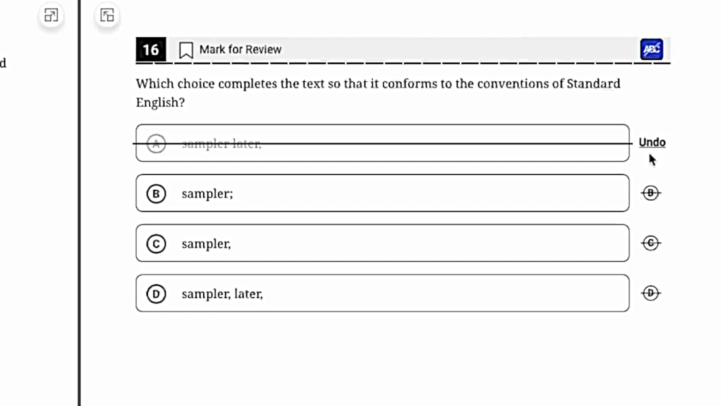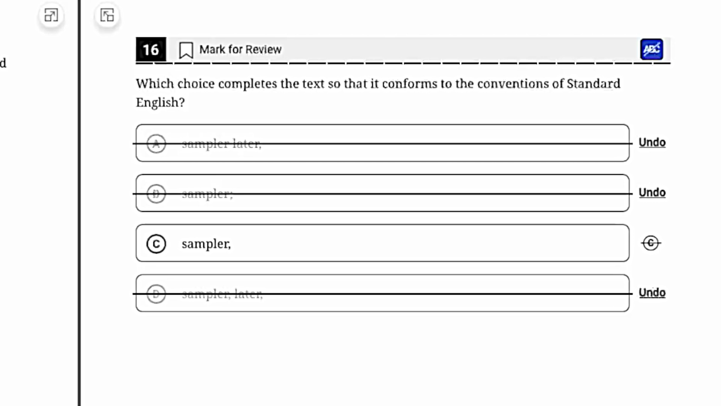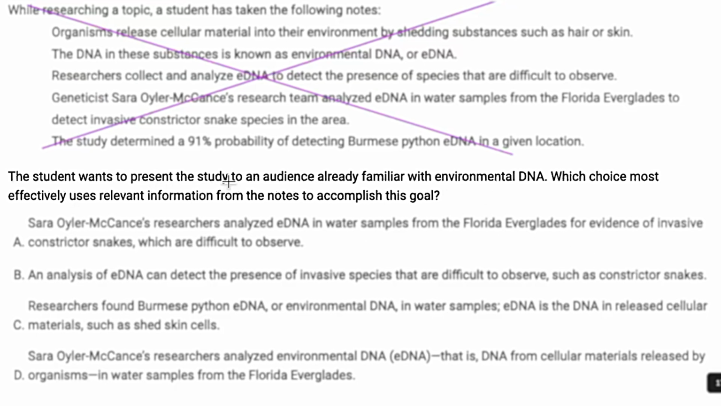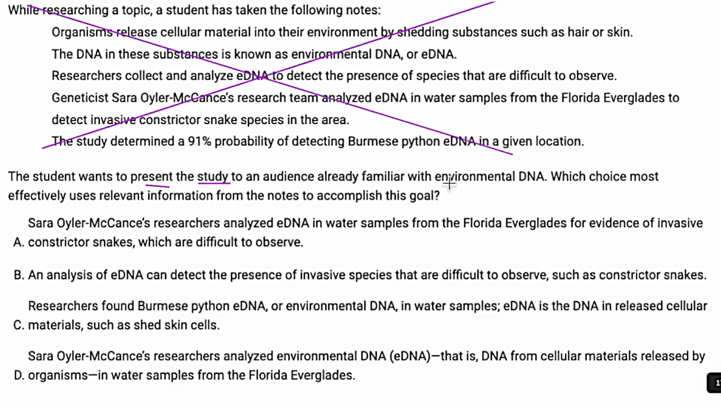You can do this with the cross out tool on Bluebook, but let's take a quick look at how this strategy makes it very easy to confidently answer a question. We're looking at a rhetorical synthesis question here, and for that reason, I'm going to ignore the notes. They're not going to help me. All I need to do is focus on the goal. In this case, the goal is to present a study to an audience already familiar with environmental DNA. So, familiar with environmental DNA.